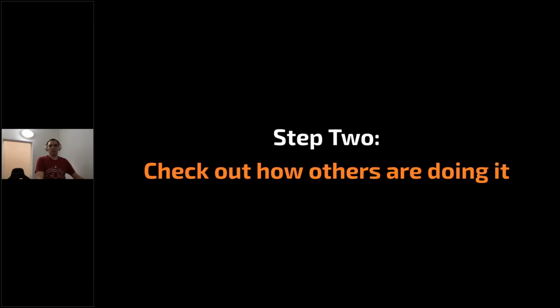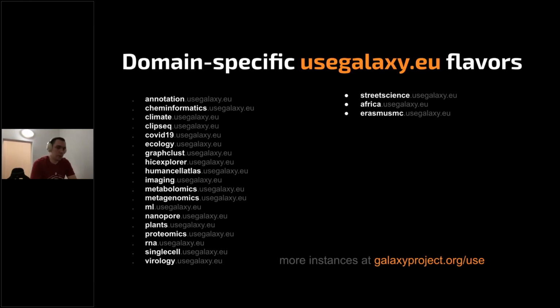So that was step one, training materials, which are available for many sorts of interests. Step two is you can check out how others are doing it, because there are many galaxies around the world that are focused on different topics. And one of the good places to start is the usegalaxy.eu instance, which offers something called flavors.